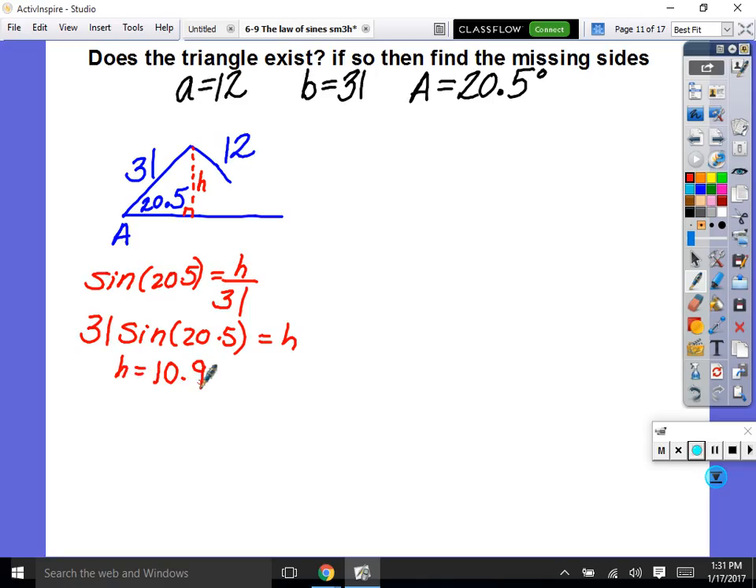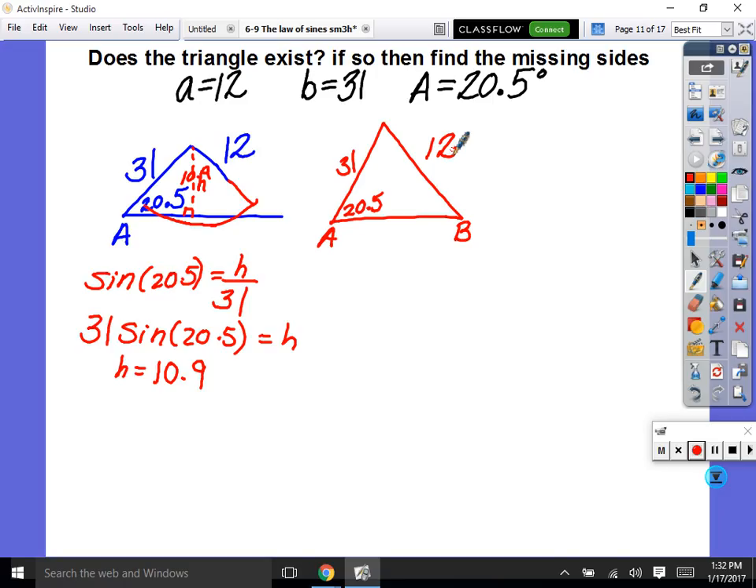10.9. So this length right here is 10.9, guys. So let's draw a little bit more to scale. So that's longer, right? So is it going to cross once, cross twice? Because this is 31. So we've got to draw in what we have. We have an acute one for angle B. Let's call this angle B because it's across from side B is acute.